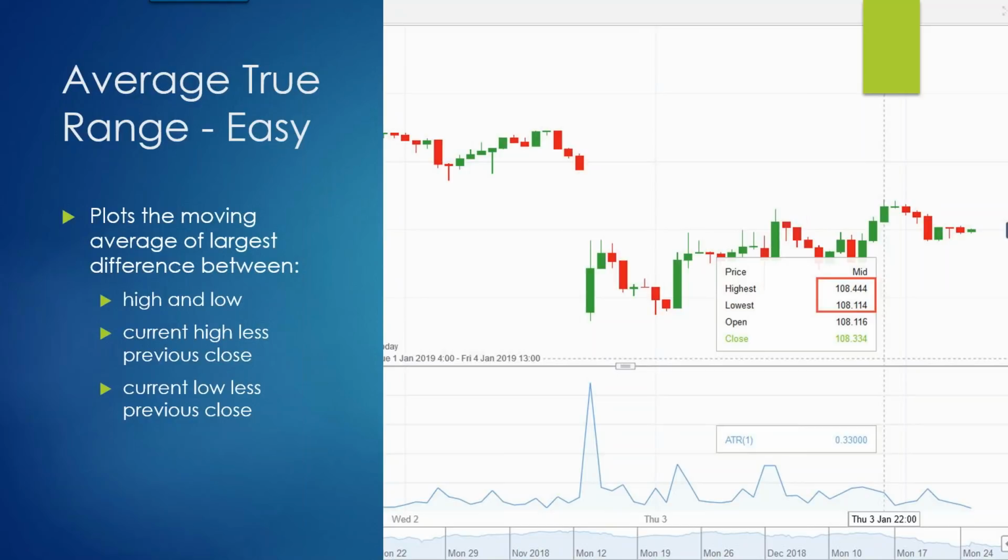So for example, in this one, you can see that the highest point was 108.44. The lowest was 108.11. The difference, which is the average true range, is 33. Now this would be pips because it's on a yen pair. Does everybody understand that one?